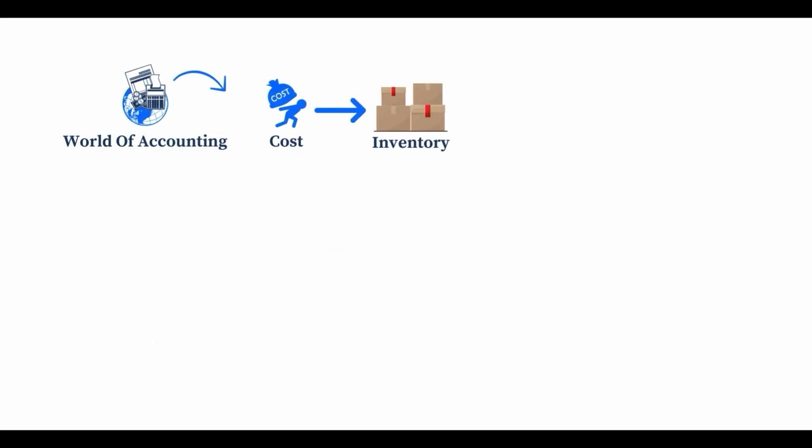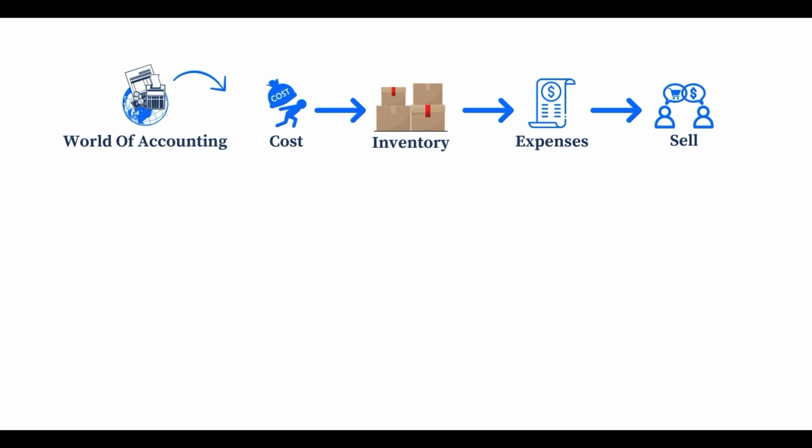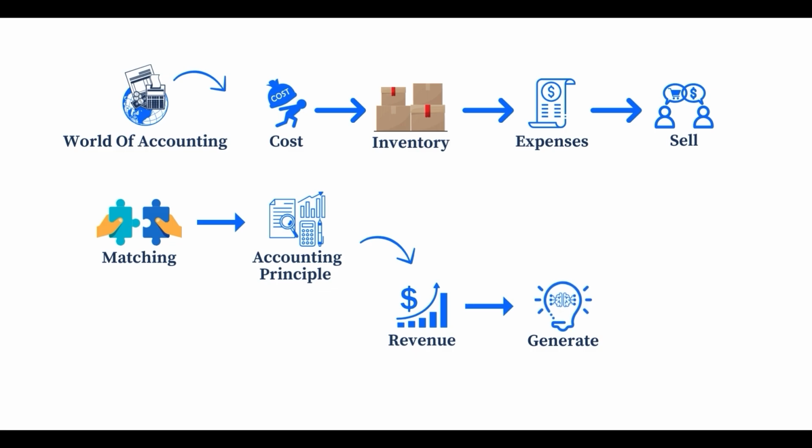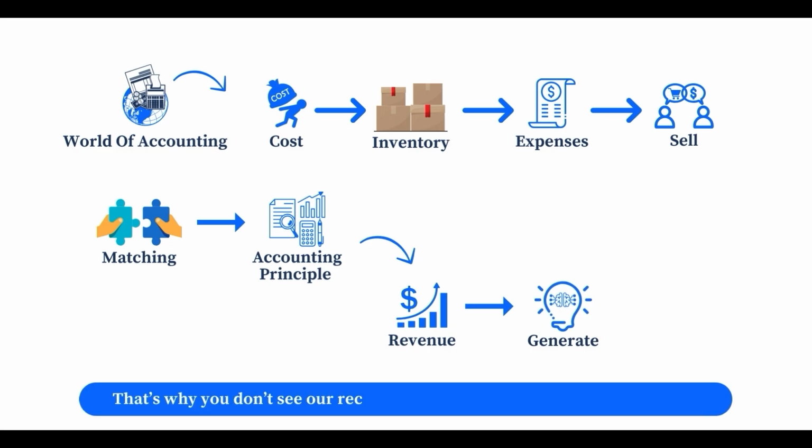In the world of accounting, the cost of inventory is only turned into an expense when we sell it. This is based on the matching accounting principle, which means we match expenses with the revenues they help generate. That's why you don't see our recent purchase in the profit and loss account.